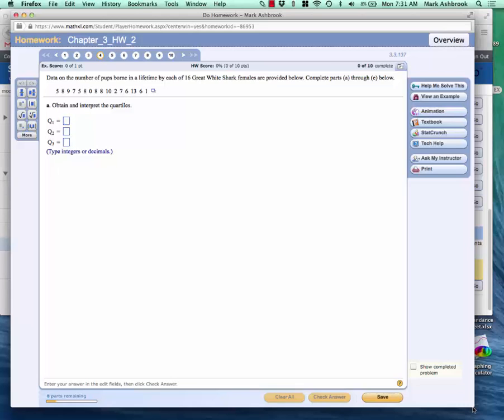So it says data on the number of pups born in a lifetime by each of 16 great white shark females are provided. Okay, so they had 16 sharks and how many babies they had. So I'll rewrite the data here in increasing order. So it looks like there was a 0, a 1, a 2, put a cross off here.